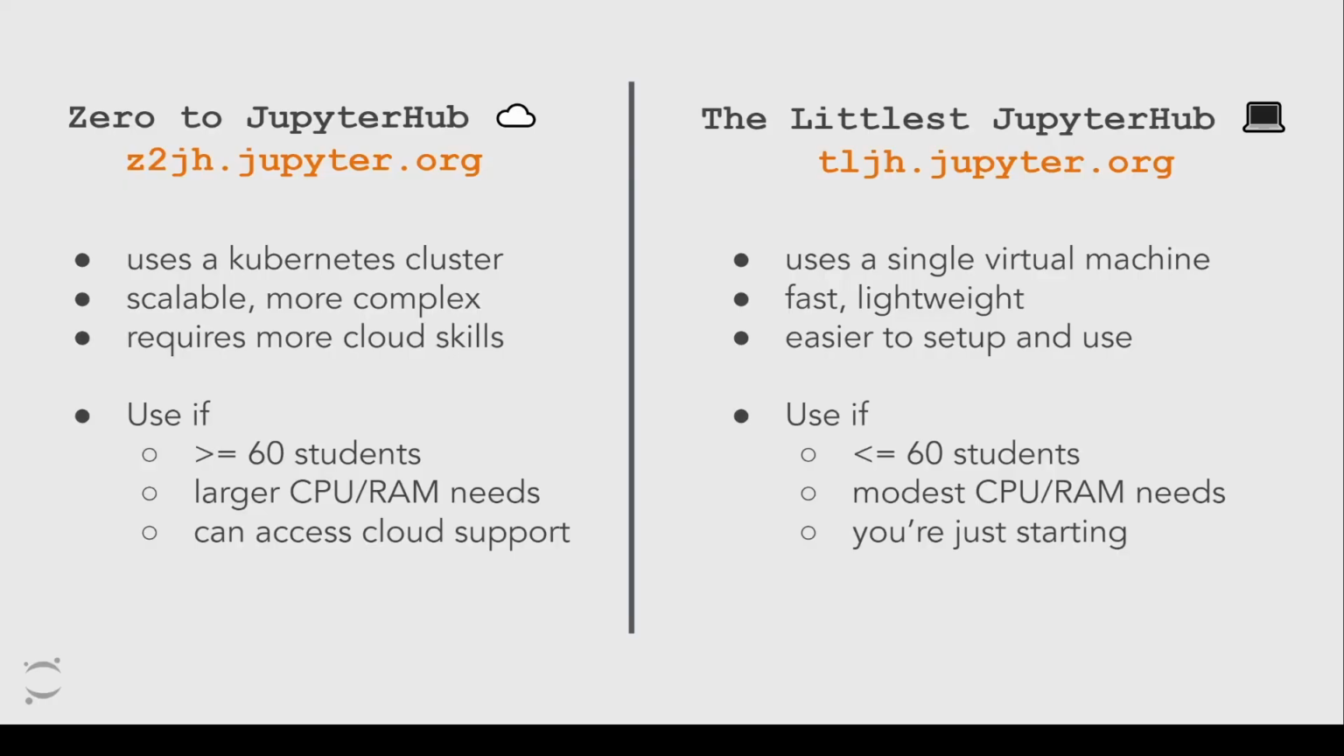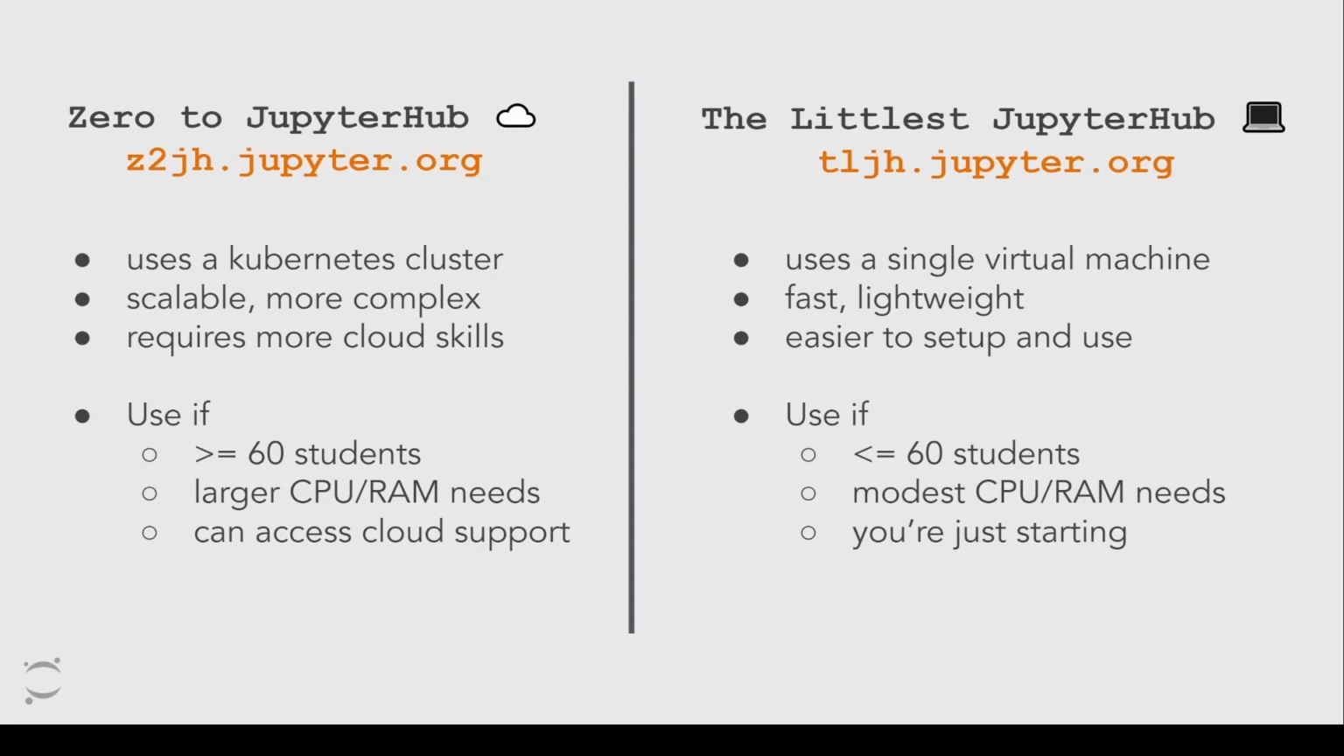So just really quickly, as a comparison between these two options of JupyterHub, Zero to JupyterHub for Kubernetes uses, as I mentioned, a Kubernetes cluster. It's much more scalable and it's much more complex as well. So that means that it requires more cloud-based skills, more expertise in that area, or more of a willingness to grind through some of these issues and learn if you want to run on Kubernetes.